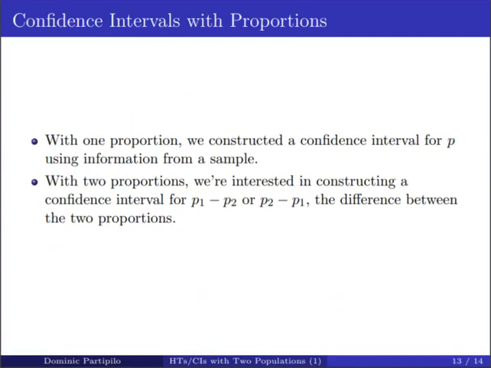So what about confidence intervals with proportions? So remember, with one proportion, we constructed a confidence interval for the population proportion P using the information from the sample. Remember, we took P hat as our point estimate, and then we built our confidence interval around that for what we think the true population proportion could be. And now with two proportions, just like with the means, we're interested in the difference between these two proportions.